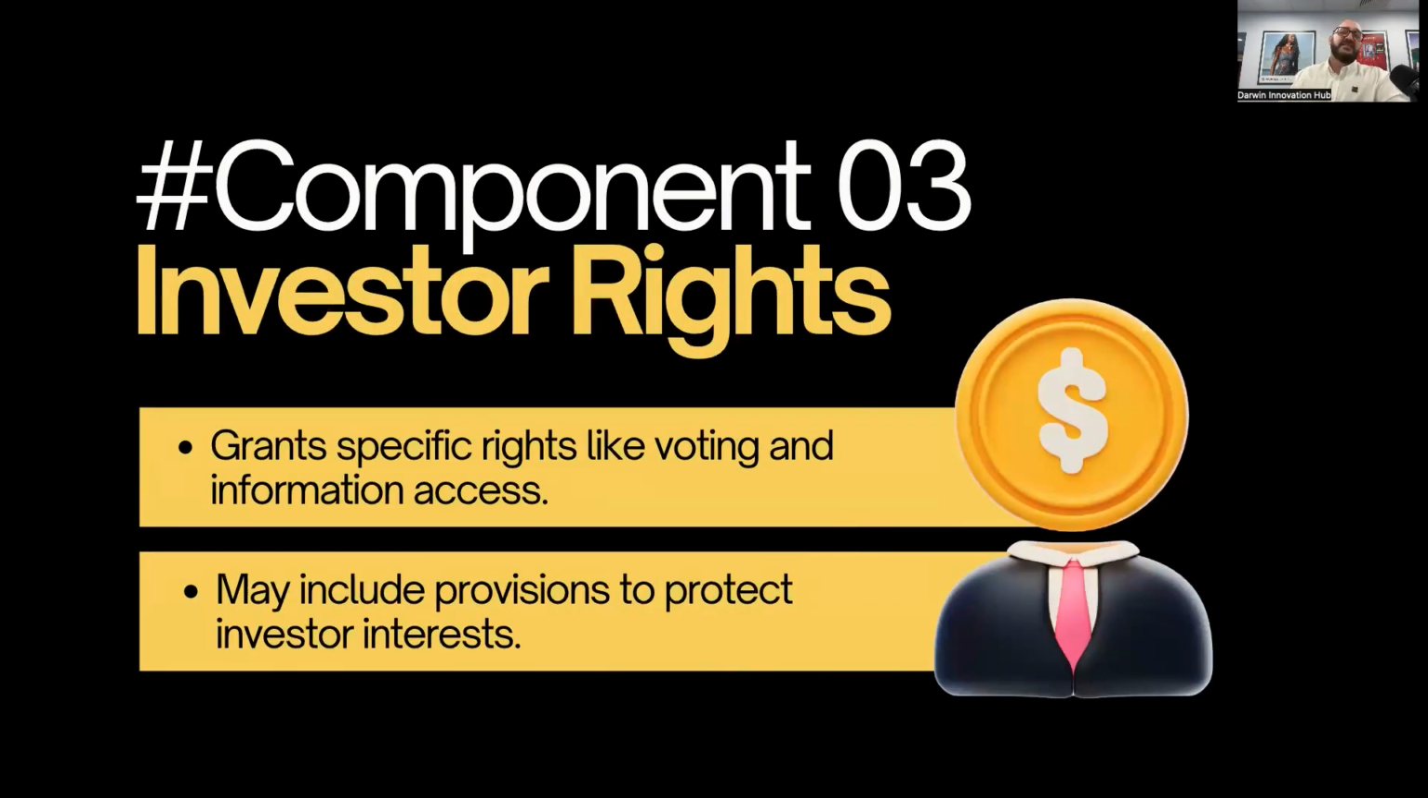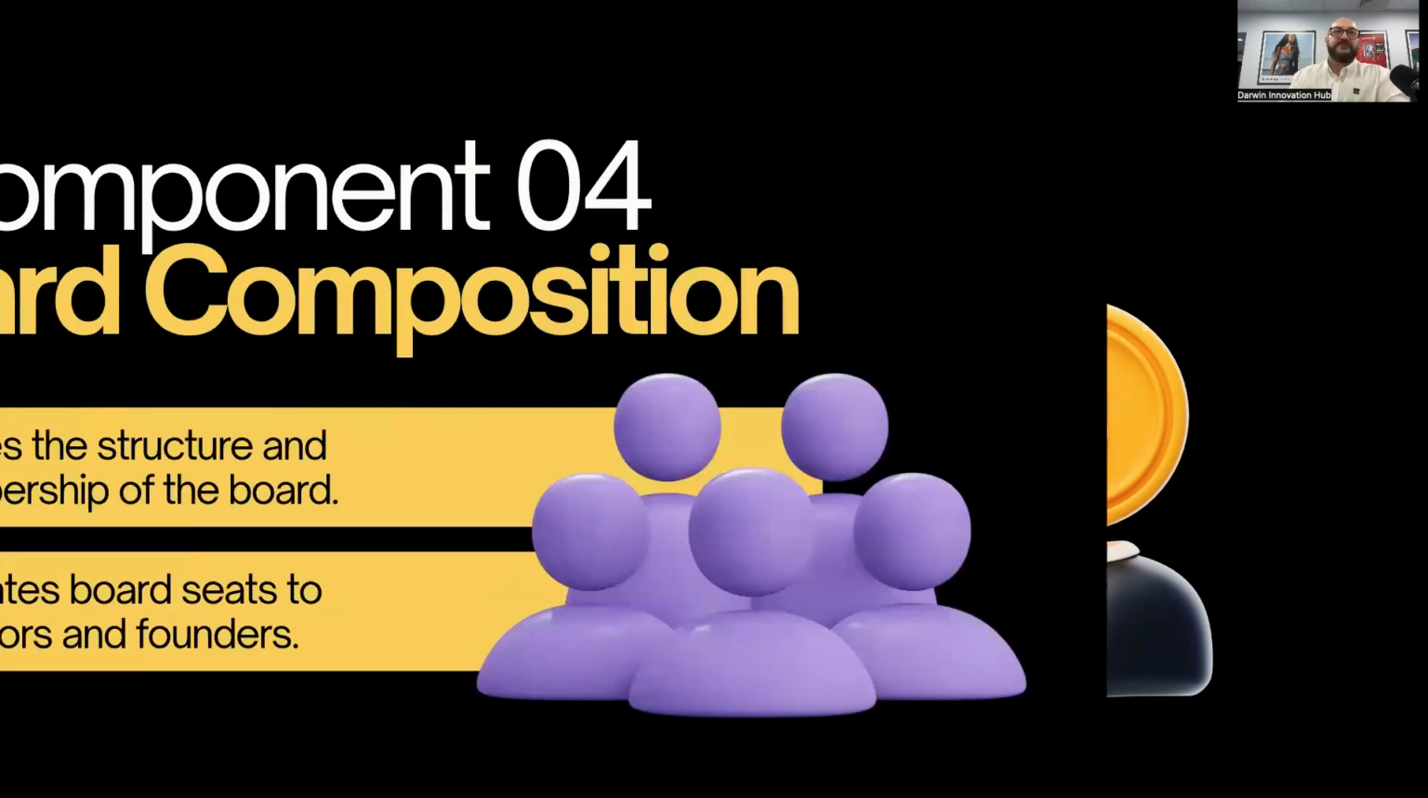So the third component is the rights of the investor. It grants very specific rights like voting rights on the board, or access to the data room, the information access. It also could include some provisions that protect investor interests. So for instance, if there are reputation clauses, all those sort of things, they may be mentioned in here, although they'll probably be picked up by the lawyers and dealt with there.